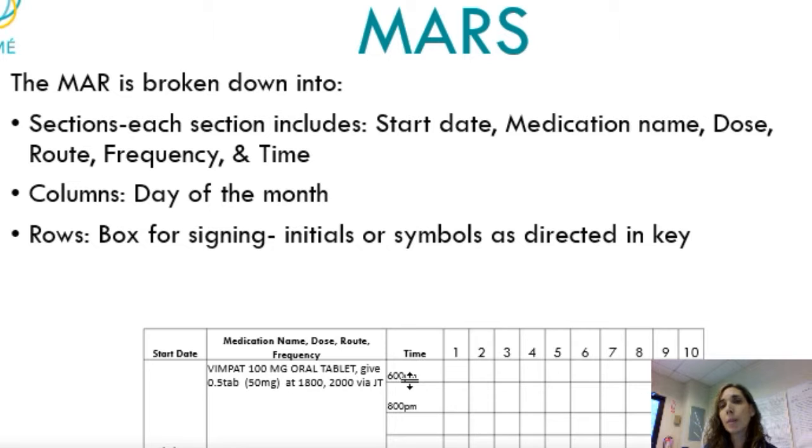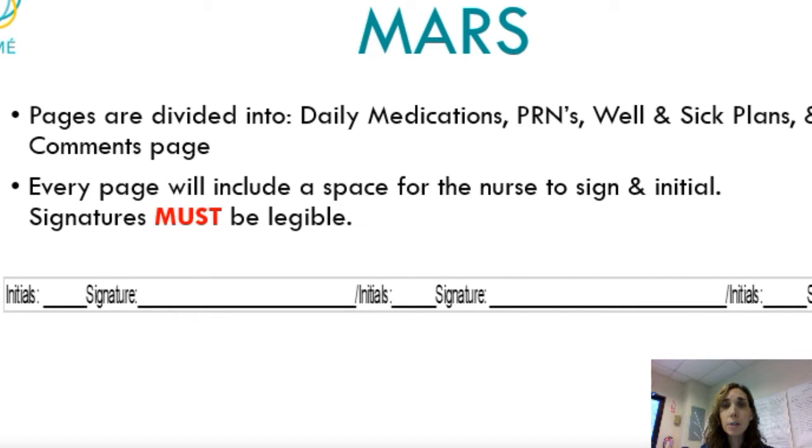So say this is the month of April. Here's the dates, the 1st, the 2nd, and so on. Underneath all these rows here, you go straight across, and this is how you sign it off with your initials or some of the symbols as directed in the key. Pages are divided into daily medications, PRNs, well and sick plans, and a comment page.